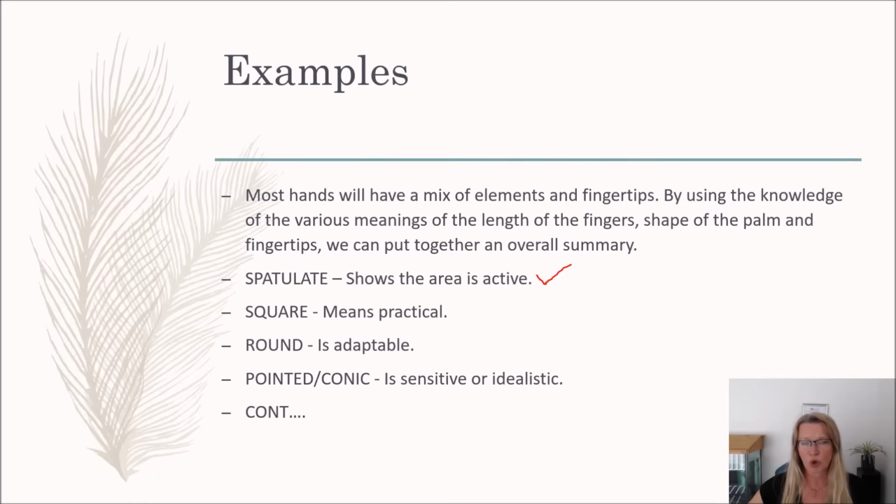The square shows the area where they show their practical abilities. The round is where the person is adaptable. And if it's round on every finger, which is quite common, it shows a very adaptable person to most circumstances. The pointed or conic shows the area where they are sensitive or idealistic.